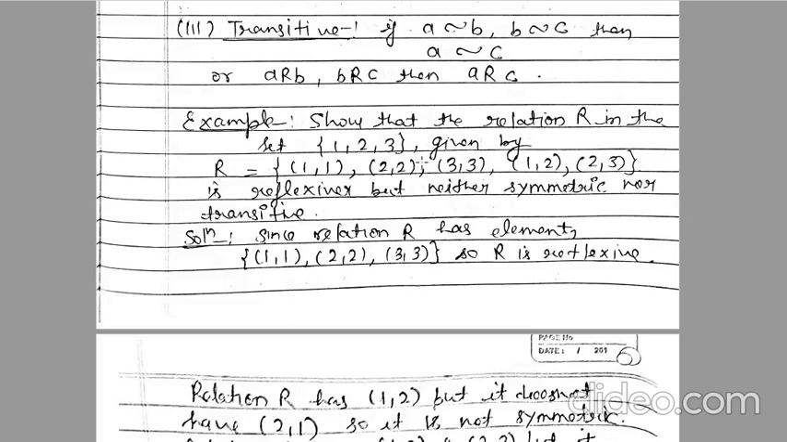Just try to understand, if you have a relation of this type and the relation is given as (1,1), (2,2), (3,3), that means all elements are related to themselves. That means R is reflexive. Now the second property is symmetric.